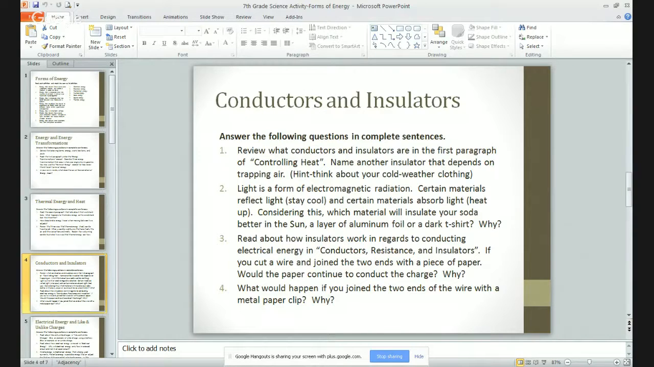Number 3, read about how insulators work in regards to conducting electrical energy. If you cut a wire and joined the two ends with a piece of paper, would the paper continue to conduct the charge? And why? And the answer would be no, because the paper is not a conductor. It's an insulator. It cannot conduct electricity. Electricity will not pass through paper. It's got to be a metal, or it's got to be water. Water is a great conductor. But paper, not so much. Plastic, no. Styrofoam, no. All of those things will block the flow of energy.